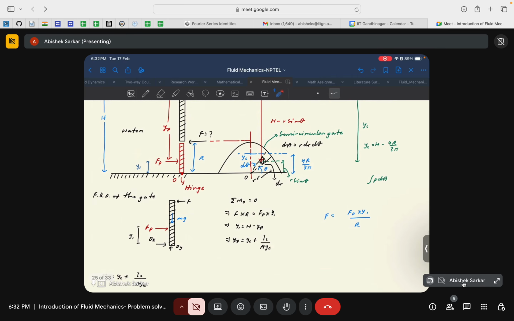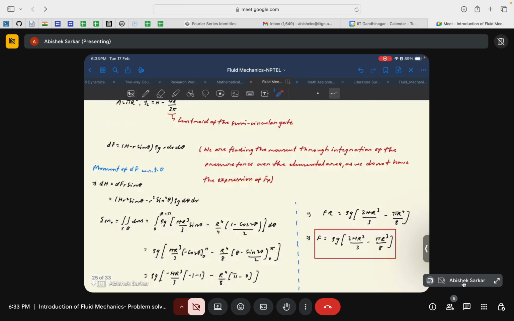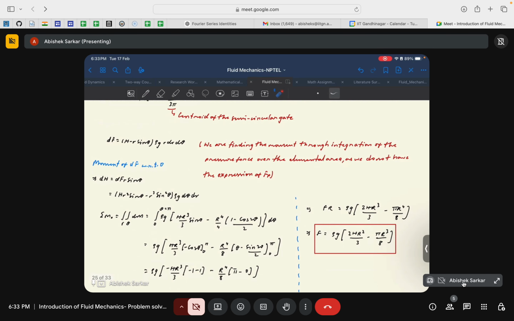So if this is R, and this is R sine theta, if you remember, for evaluating the moments, we multiply force times the perpendicular distance from the axis of rotation. Since the perpendicular distance of this particular area from this axis of rotation is r sine theta, that's why we need to multiply it with r sine theta and not r. So we need to multiply it with the perpendicular distance, this times r sine theta. This will give you the elemental moment.